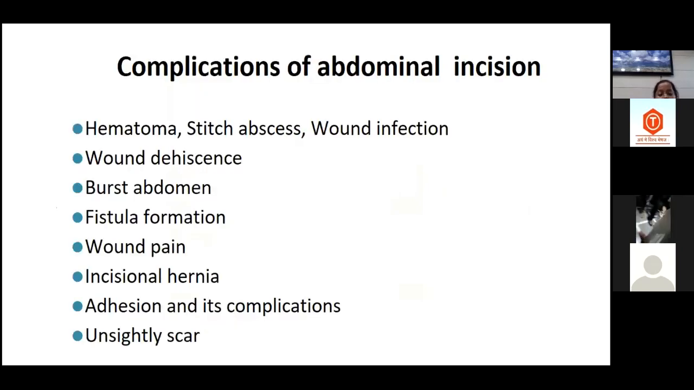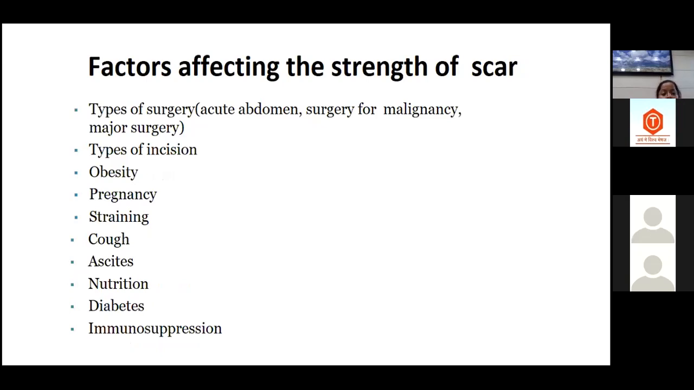The complications of abdominal incision are hematoma, stitch abscess, wound infection, wound dehiscence, burst abdomen, fistula formation, wound pain, incisional hernia, adhesions and its complication, and unsightly scar. Factors that affect the strength of scar are type of surgery, types of incision, obesity, pregnancy, straining, cough, ascites, nutrition, diabetes, and immunosuppression.